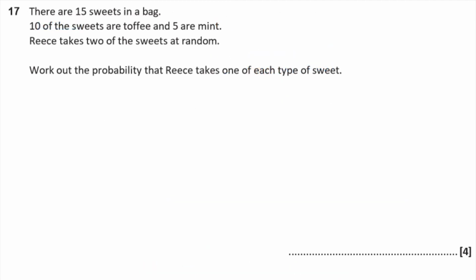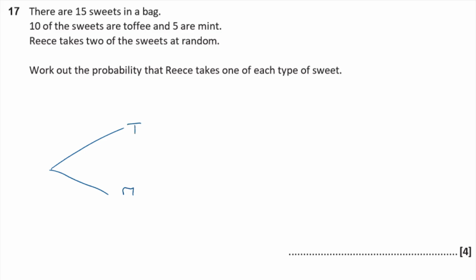Question 17. There are 15 sweets in the bag. 10 of the sweets are toffee and 5 are mint. Reese takes 2 sweets at random out of the bag. Work out the probability that Reese takes 1 of each type of sweet. Okay, now we're not replacing the sweet in between. He's just taking 2 out of the bag. So this is without replacement. So that means the numbers change from the various different parts. So the tree diagram is going to look something like this.